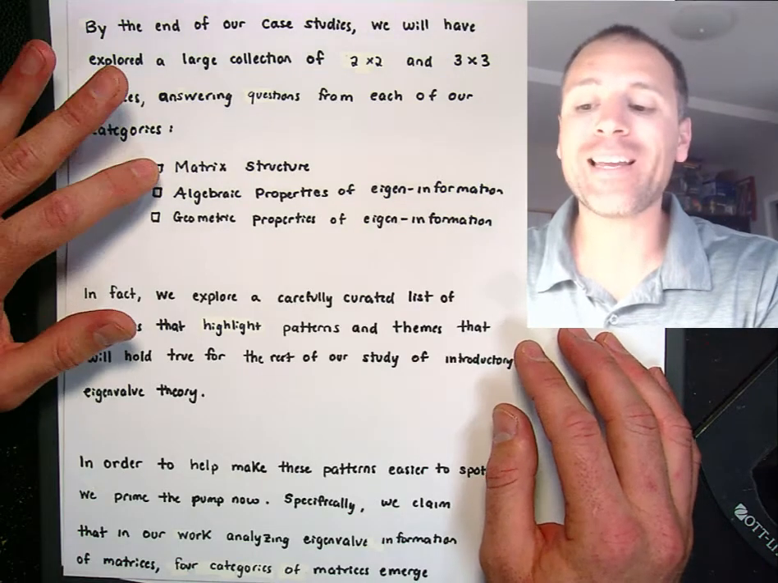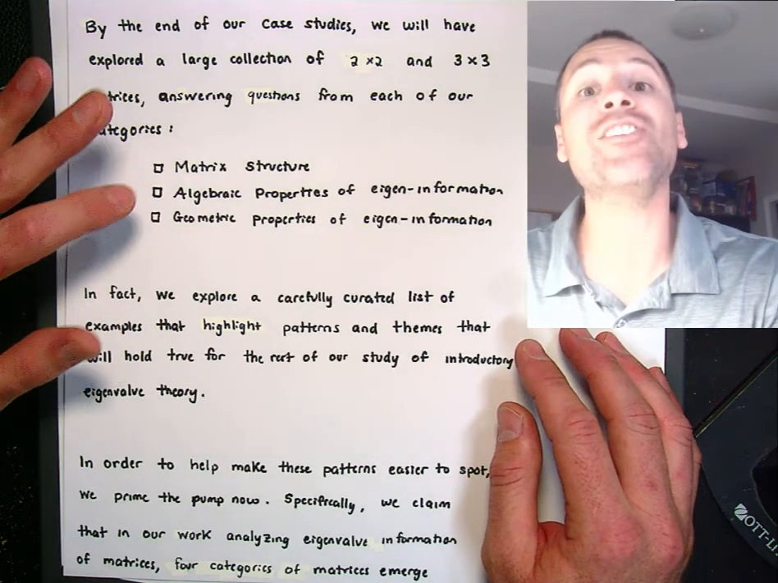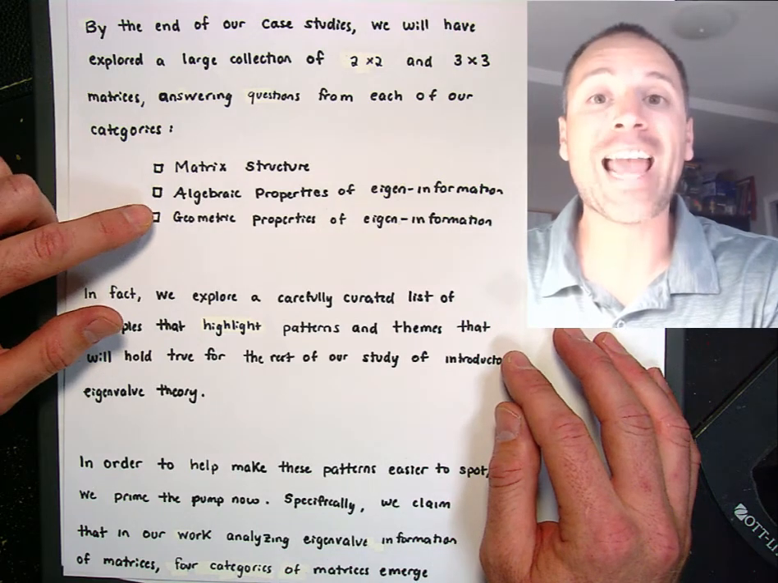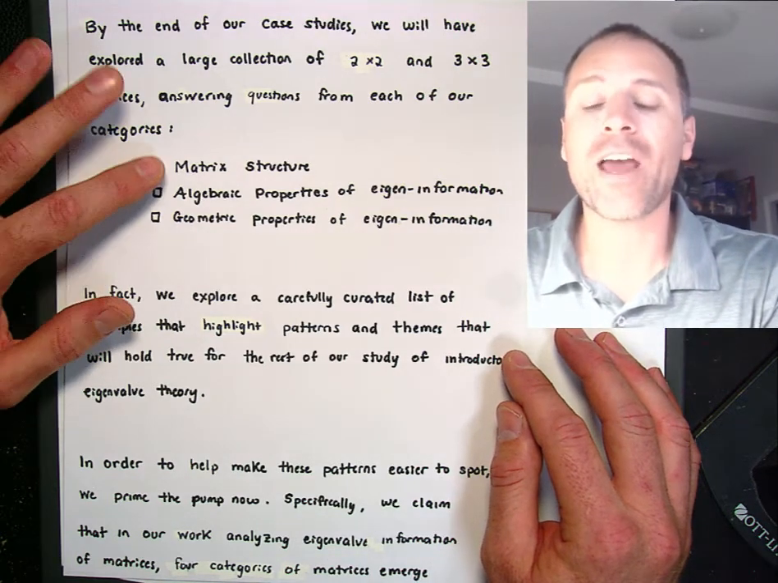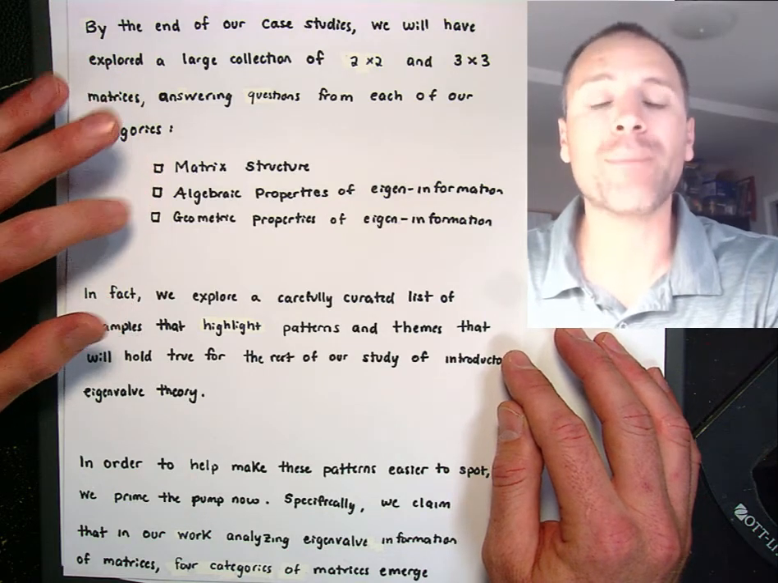Moreover, as we make connections between the matrix structure, algebraic properties of eigeninformation, and geometric properties of eigeninformation, there are going to be some very, very famous and powerful theorems that allow us to describe the interconnectivity between these for special types of matrices.